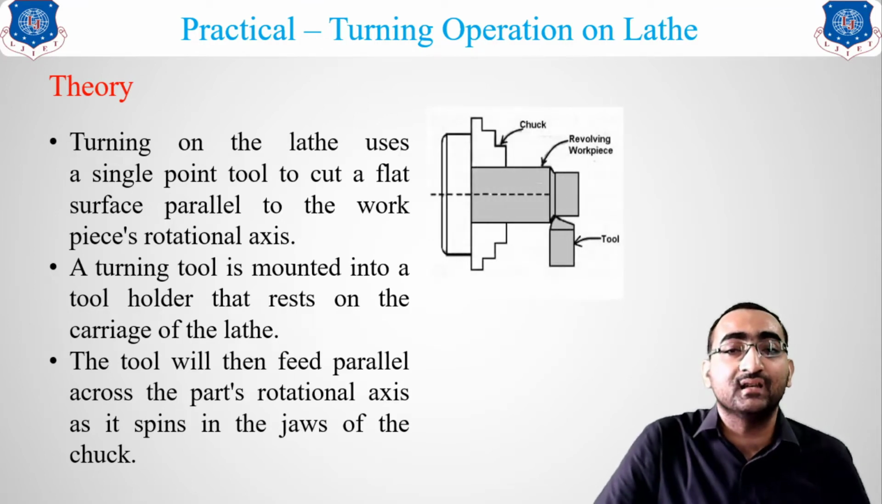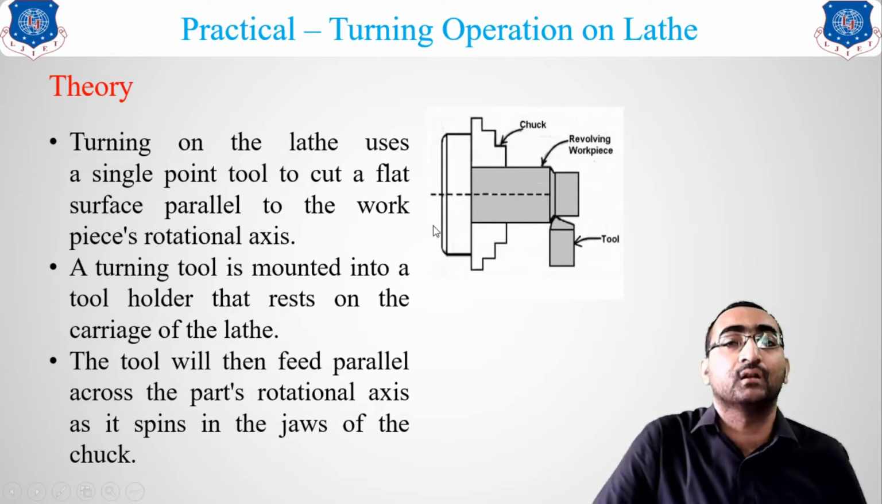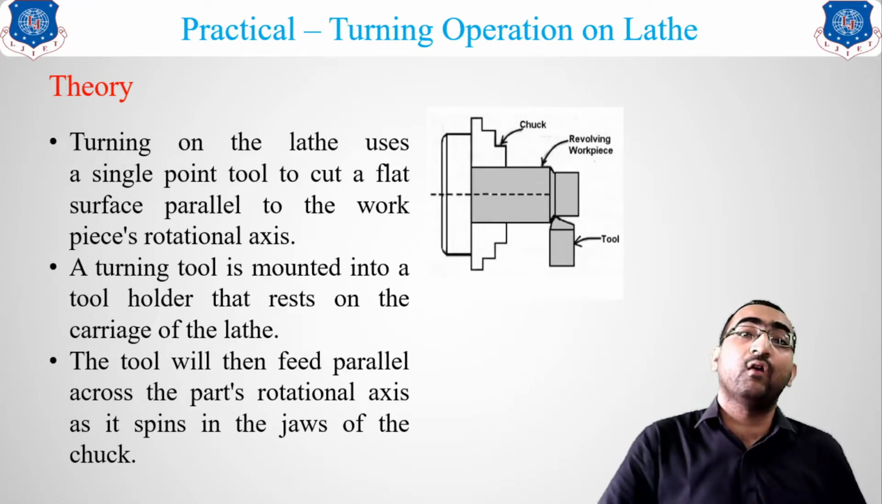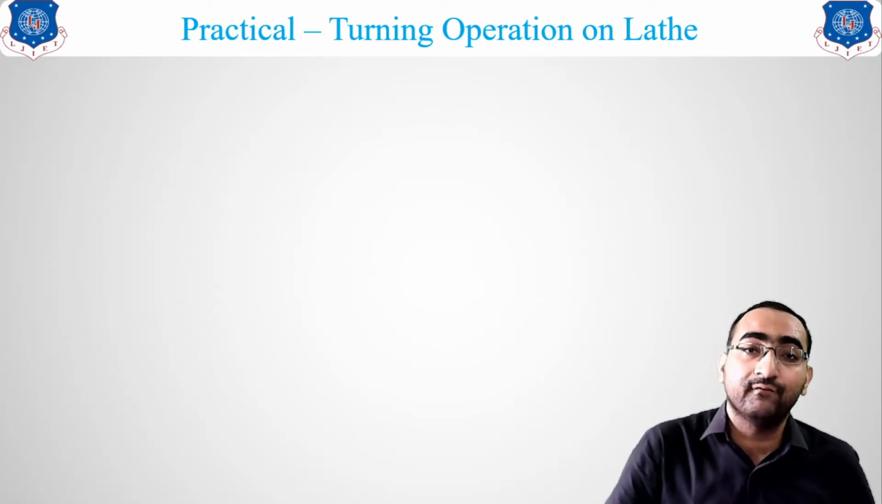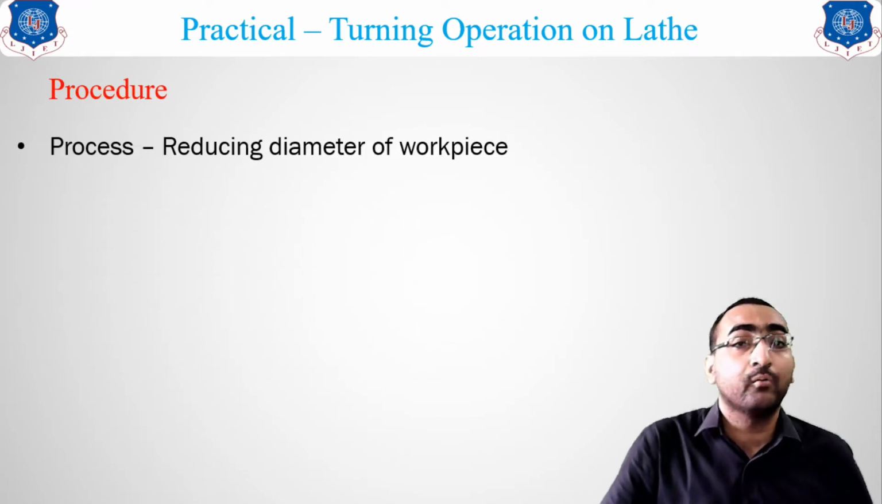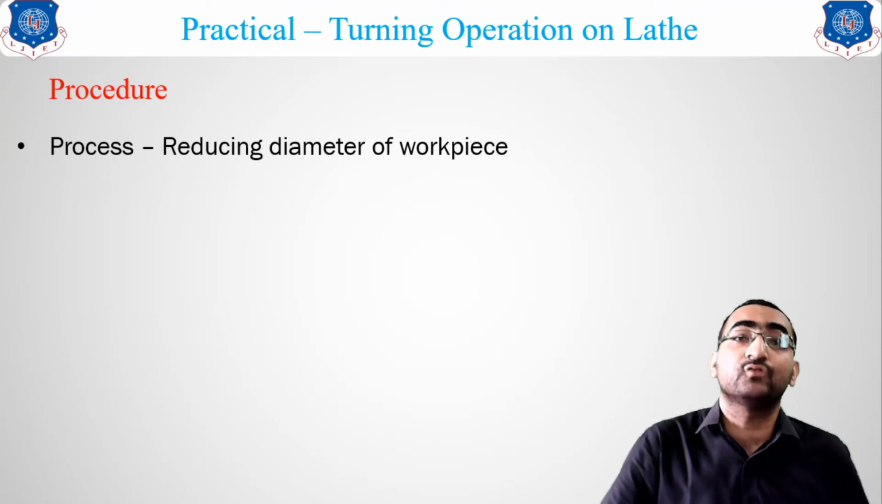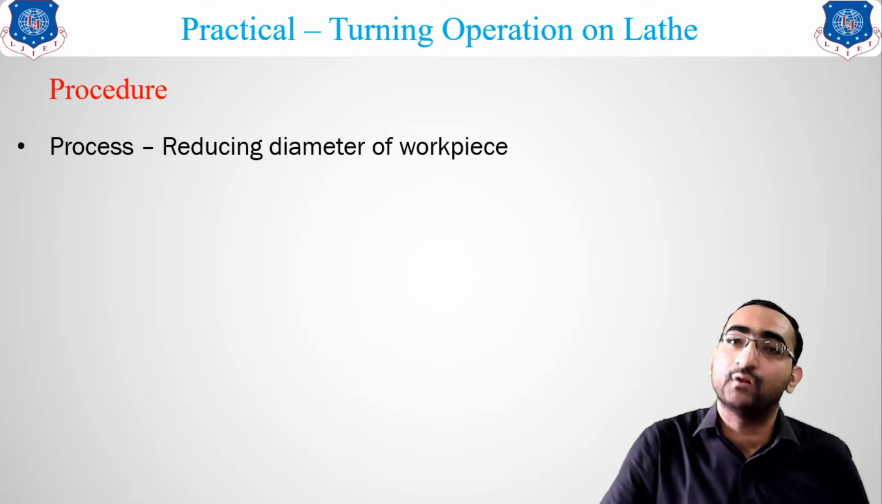So here you can see the workpiece rotating about a particular axis, and your tool is allowed to move in this direction, and that is the reason why your cutting action will take place. Now what is the benefit of that? Why are we using this process? We are using this process to reduce the diameter of the workpiece.